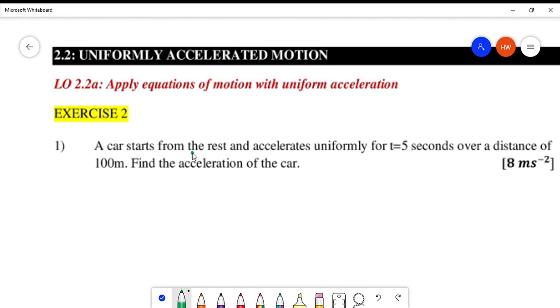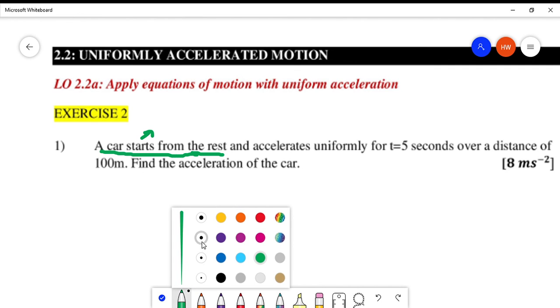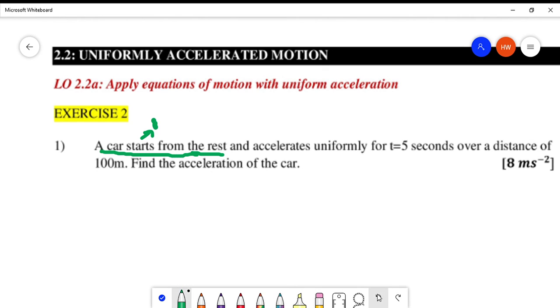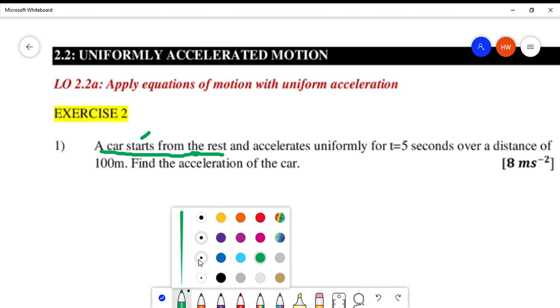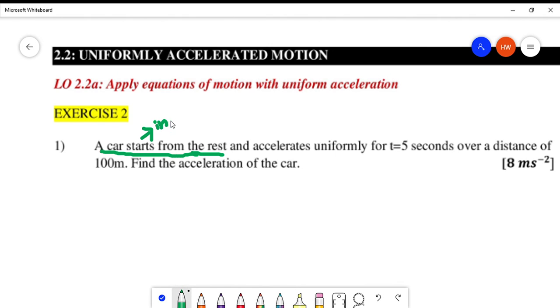So, the first thing you need to do is write down all the mathematic information that you get. Okay, matematiknya adalah from rest. A car start from rest. Maksudnya start tu dia initial lah. So this is the initial velocity. Okay, so bila dia kata start from rest, meaning the quantity U is equals to 0. And accelerate uniformly for T equals to 5 second. Maksudnya dia ada acceleration, but we just don't know what is the acceleration yet.